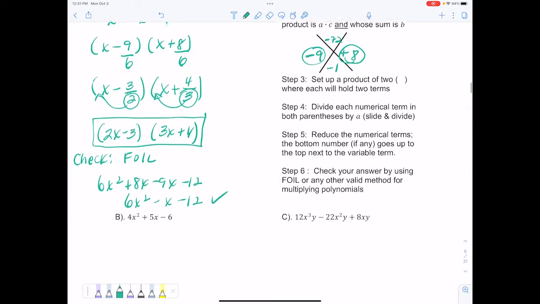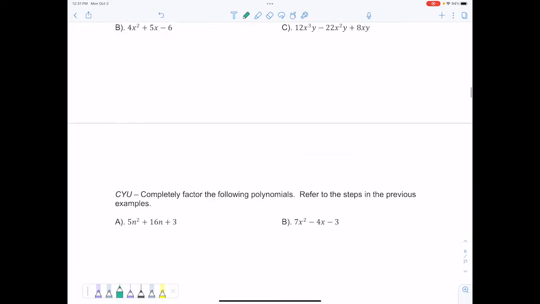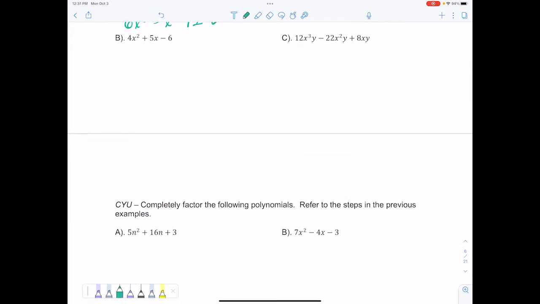Okay, so let's try another one. So here I have 4x squared plus 5x minus 6, and I want to look for greatest common factor, which I don't see any. So I'm going to do the Columbia method. I'm going to multiply my a and my c together. So 4 times 6 gives me 24. So my new problem looks like this.